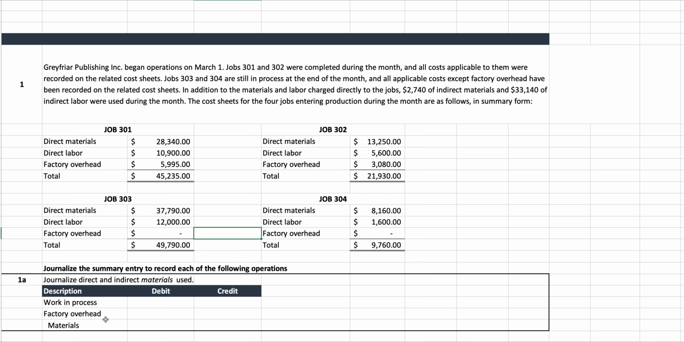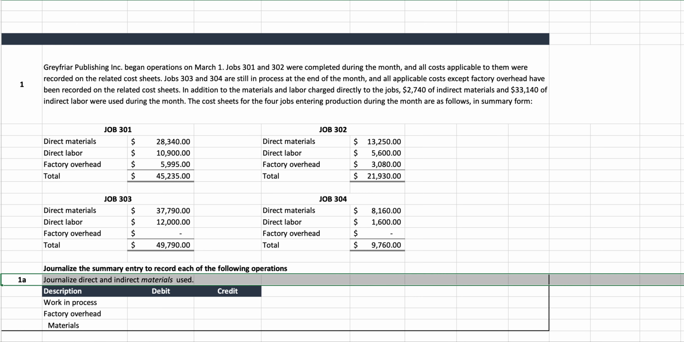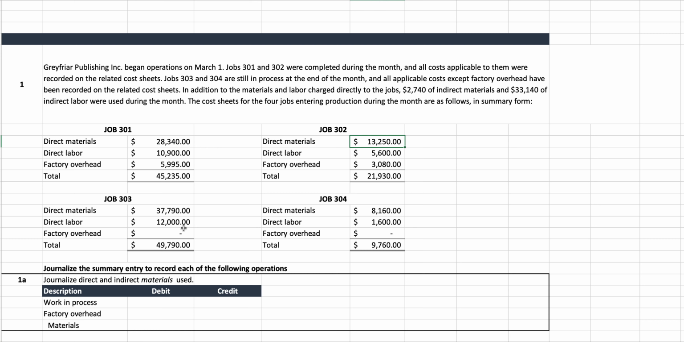So our first job, at least, is to journalize the direct and indirect materials used. So this is going to be kind of easy. We have all of that information here. We have our direct materials for all 4 jobs. So if you look, I've already calculated it. I picked up the direct materials for 301, 302, 303, and 304. I'm just going to change the color on this so that we can see it, and that total is 87,540.